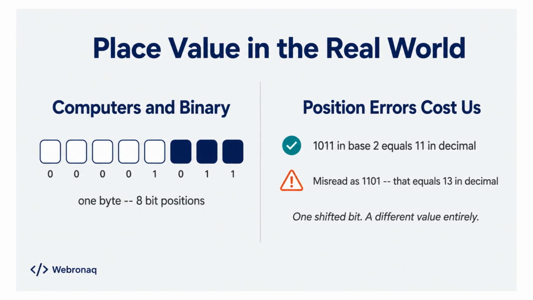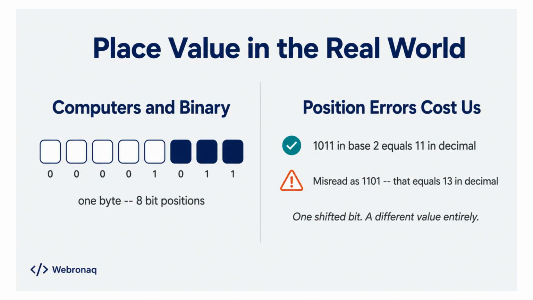So why does this matter beyond the classroom? 2 reasons. First, computers store and process every number in binary, base 2. Every image, every calculation, every file on your device is ultimately a sequence of bit positions, each one contributing a power of 2 to a total value. Understanding place value is the foundation for understanding how hardware actually works.